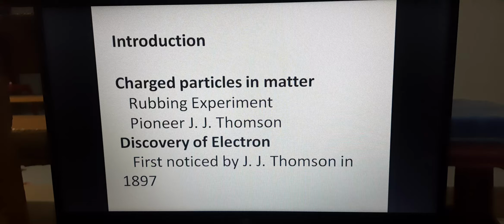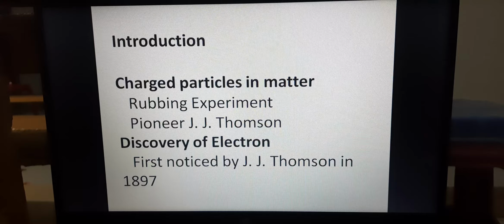Later on it was explained that some charge, some electrons, flow from one body to another body, and ultimately the body attains a positive or negative charge. For this experimentation, the first pioneer is J.J. Thomson. J.J. Thomson first discovered and noticed the electron on a special device he made.